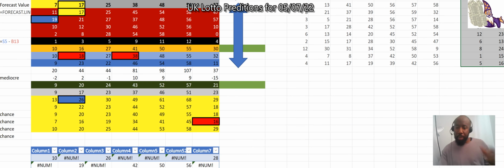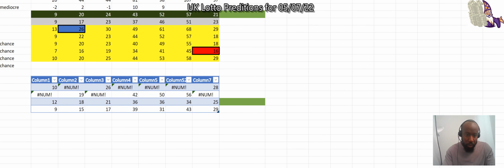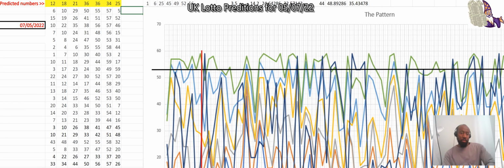So yes, back again. I've done the changes to my stats and calculations, and straight away, let's look at this. You can see the one I flag as green is my main prediction. If we go back to the stat screen, you can see straight away that the figures have changed. So we get 12, 18, 21, 36 twice, and then 34 and 25.